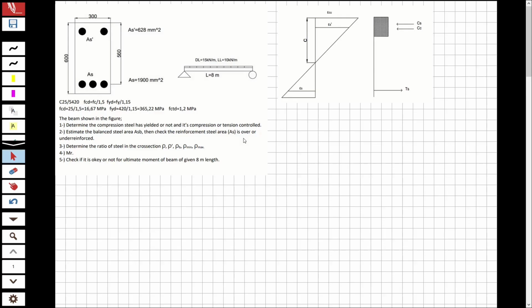In this video we are going to solve a question about reinforced concrete, analyzing a double reinforced beam. You can see the cross section now on the screen. So let's solve the question.